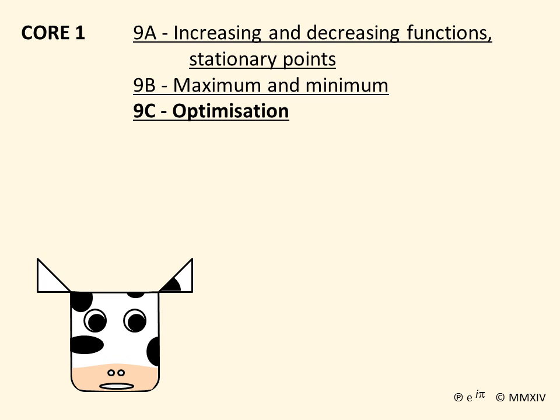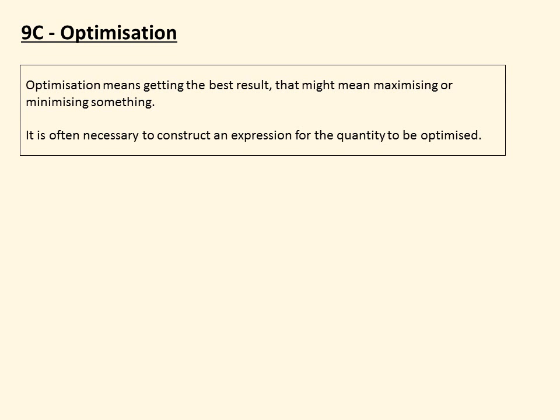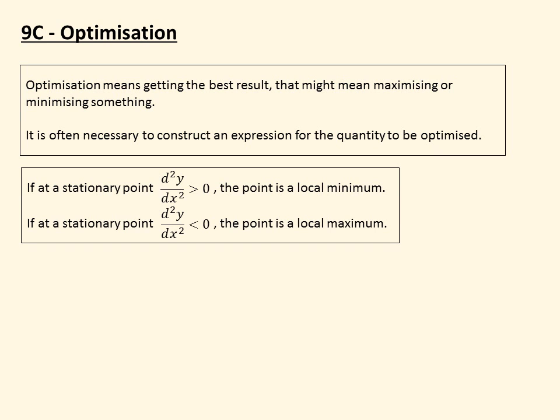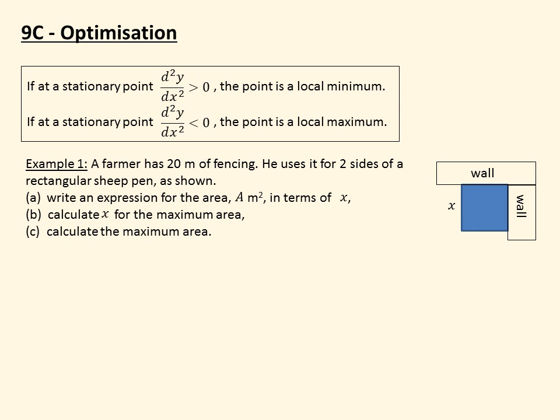In the third part of section 9, we look at optimisation. Optimisation is about either maximising or minimising something. And often in these questions you're asked to construct the function that you're going to maximise or minimise. Remember, we know whether it's a maximum or minimum by looking at the second derivative. Here's an example.